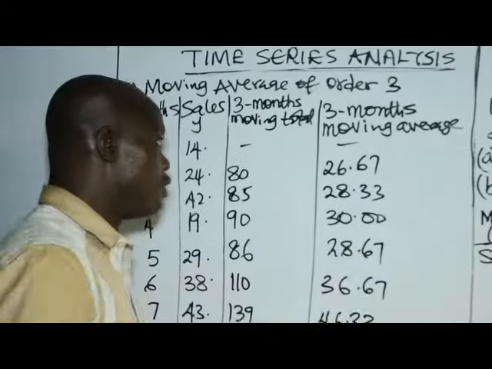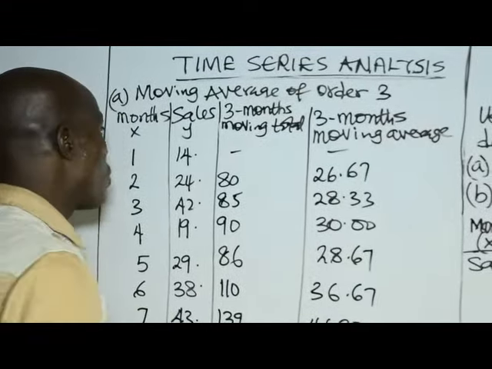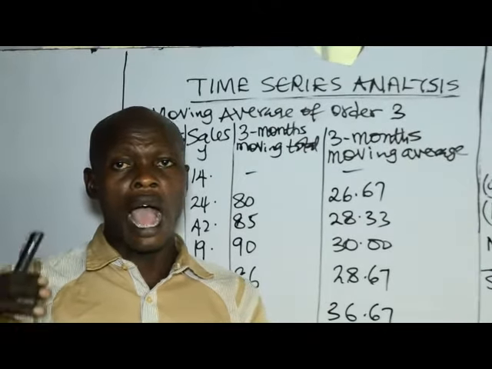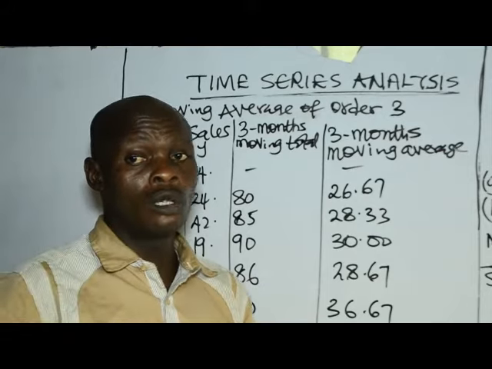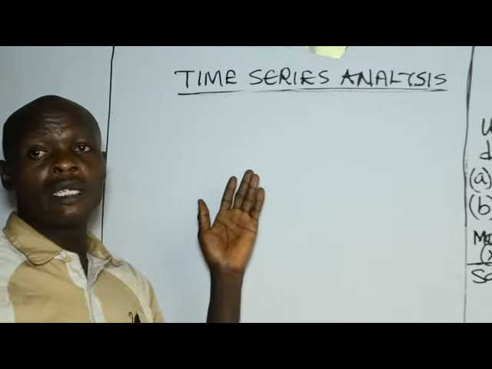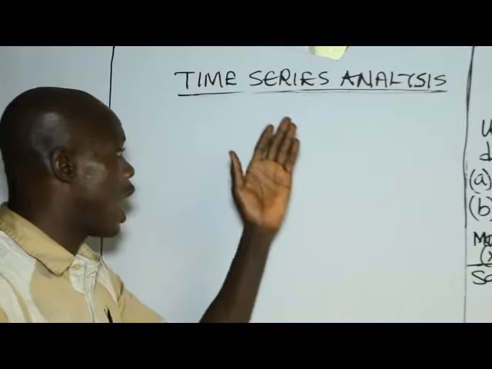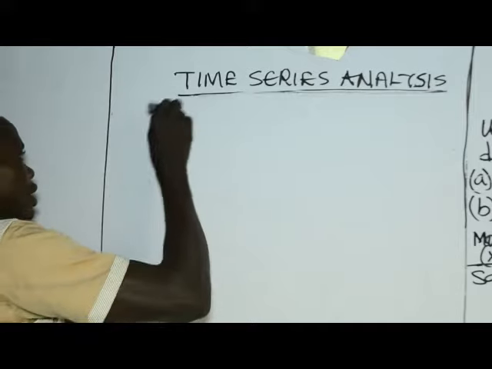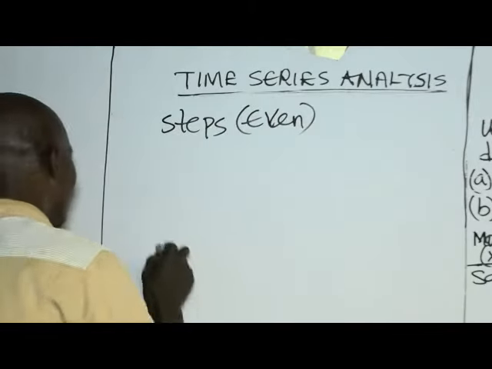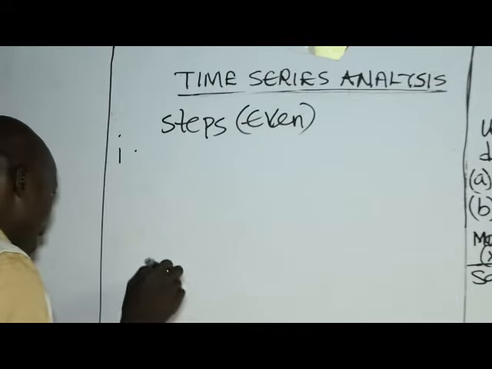Remember, the 3 is an odd number. The next one we want to consider is when the number of orders are even. That is when it is an even number. Steps for calculating the moving average when the number of order of the period is an even number. So the first step is to calculate the moving total based on the number of order.